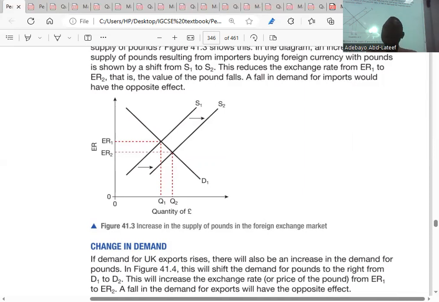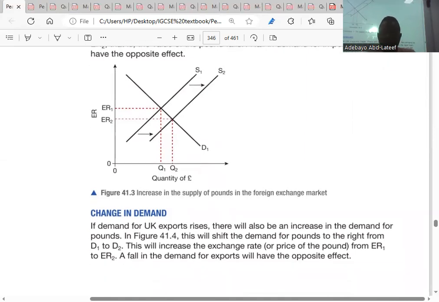Remember we said when the supply of a currency increases, the price, even for goods or services, when the supply increases, the quantity supplied increases, the price would fall. Because it's going to be like excess in the market. And quantity increases, because the quantity has increased from Q1 to Q2. The exchange rate will fall from ER1 to ER2.